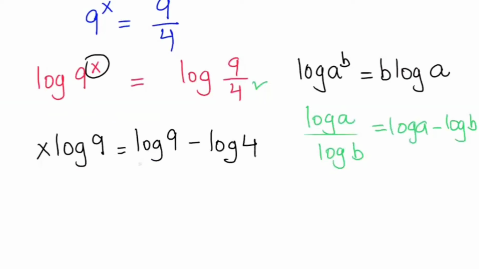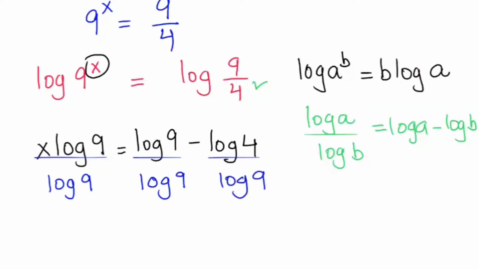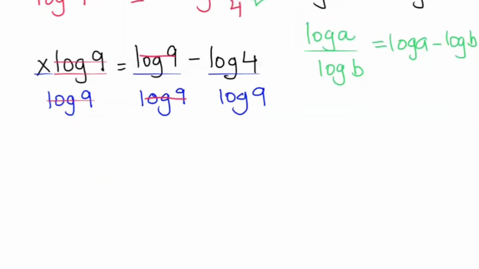Now here this log of 9 is multiplying, so it is going to be divided both the sides. Log of 9, and this log of 9 is divided in both this numerator. Here this and this get cancelled, and here this and this get cancelled. Therefore, we'll get x is equal to 1 minus log of 4 over log of 9.